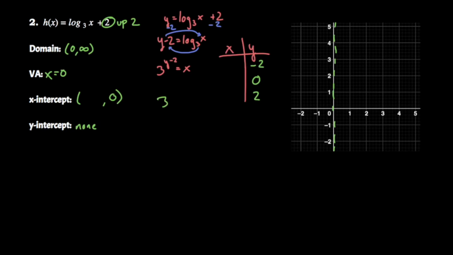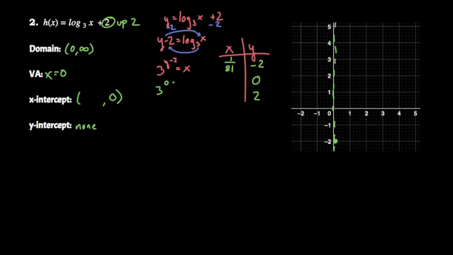So if I plugged in -2, that would be 3 to the -2 minus 2. Alright, so -2 minus 2 is -4, and 3 to the -4 power is like 1 over 3 to the 4th power, which is a really small number. It's like 1 over 81. The point is basically 0, so incredibly close to 0 at -2. Basically on the y-axis, just not quite.